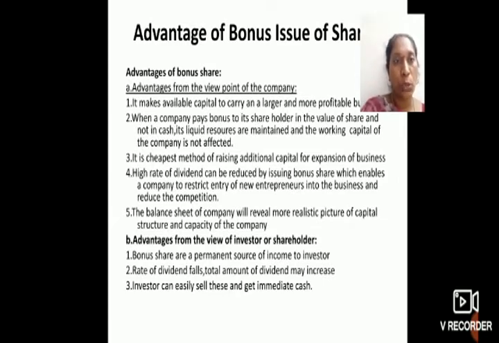Then second one, when the company pays a bonus to shareholders in the form of shares and not in cash, its liquid resources are increased or maintained. Okay, not increased, it will be maintained. That means cash is not going out. The company is issuing shares, no cash.